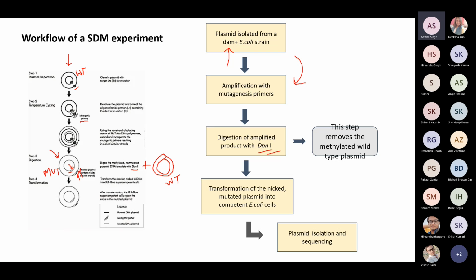What will this do? This will completely digest this particular wild type plasmid in the sites where methylations are there. So this wild type plasmid will be broken down into small fragments. And your mutated plasmid, just because it has been amplified and the methylations are not copied, does not have any methylation site, so your mutated plasmid will be spared by DPN1, and it will remain in your reaction mix.